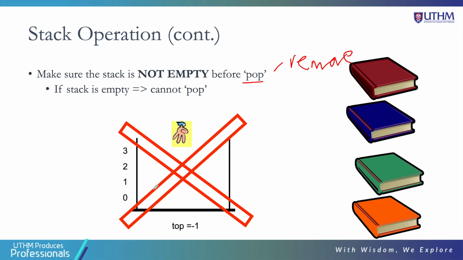So to indicate the stack is empty, we are using this one. If top is equal to -1, it means there is nothing inside the stack. Later on, I will show you the example of the programming side. What does top equal -1 mean, right?